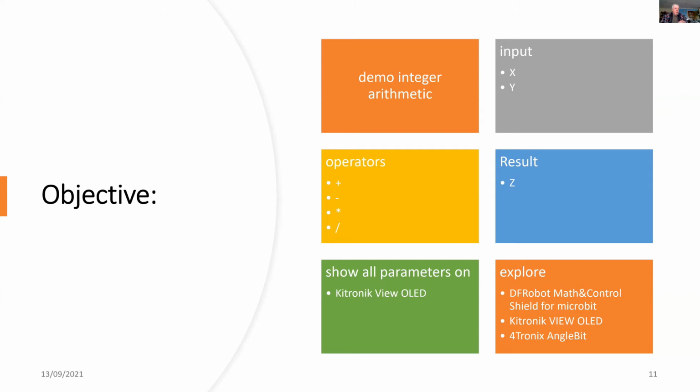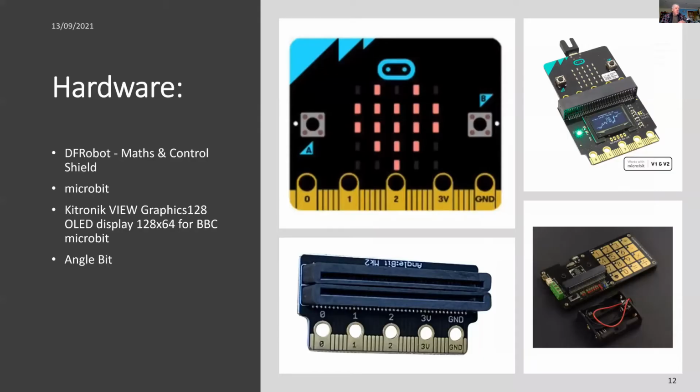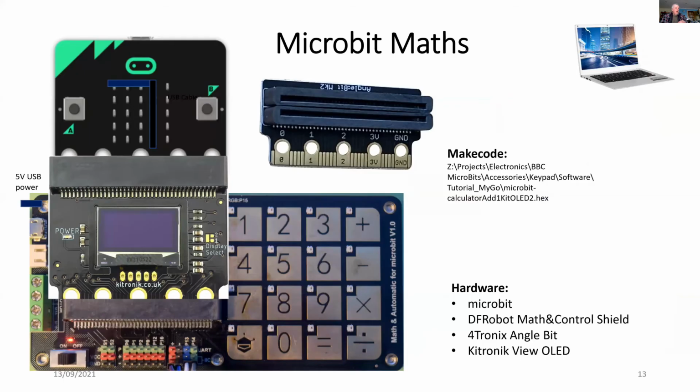So it's not only the OLED screen, I also want to explore the DFRobot math and control shield for micro:bit, which is my keypad. And I'm also using from Kitronik their AngleBit for micro:bit. So here are all the modules, and I'm going to assemble them all together in this project. And you can see the arrangement here. Right on top, I've got the micro:bit, and it sits on top of the OLED display. Then there's the AngleBit, and that fits into the keypad.